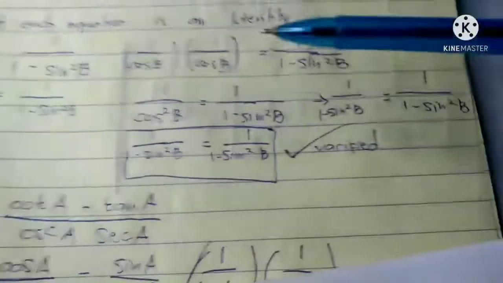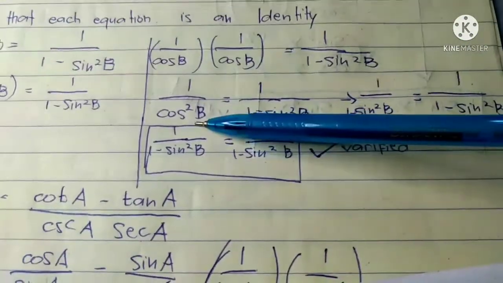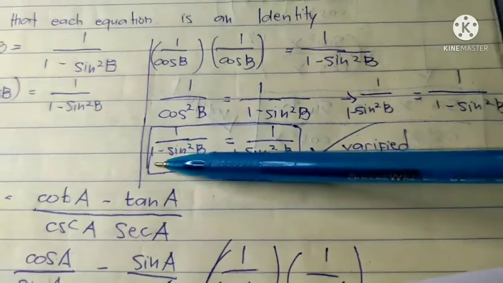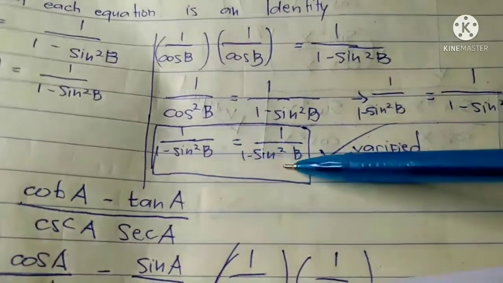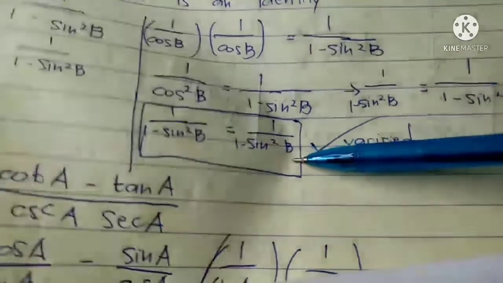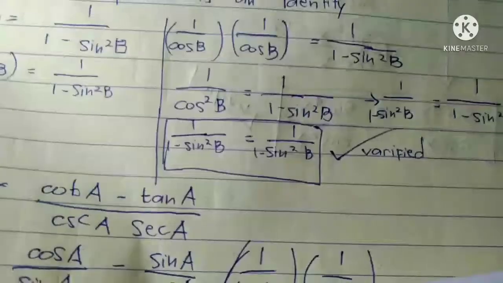So now we have here 1 over 1 minus sine squared b is equal to 1 over 1 minus sine squared b. So we can say that they are equal, so it is verified.